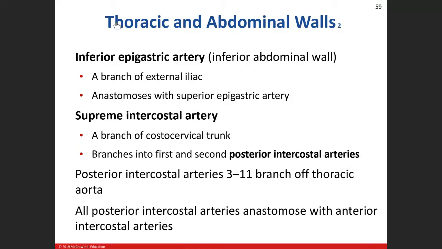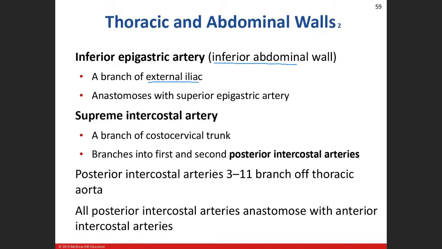So let's talk about the inferior epigastric artery. Okay. This artery again comes off of the external iliac. It's going to anastomose with the superior epigastric artery, but it's going to supply the inferior abdominal wall, pretty much everything from the belly button down on the anterior lateral portion of the abdominal wall there, okay, and some of the internal structures there, okay.